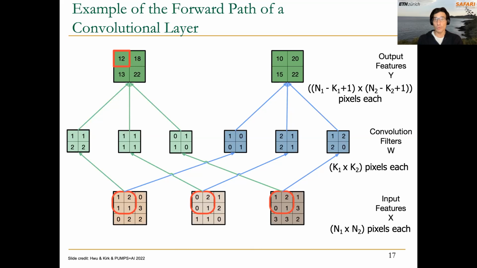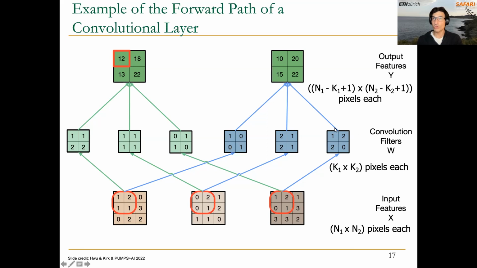For an example of a convolutional layer, we go back to the same example that we used before. Remember that here we have our input feature maps. In particular, we have 3 input feature maps in this example. The size of these input feature maps is N1 times N2 pixels each. In this specific example, N1 and N2 are both 3. Then we have the convolutional filters, W, and the size of these convolutional filters is K1 times K2 pixels each. In this particular example, both K1 and K2 are equal to 2.